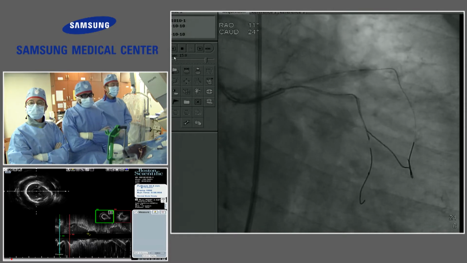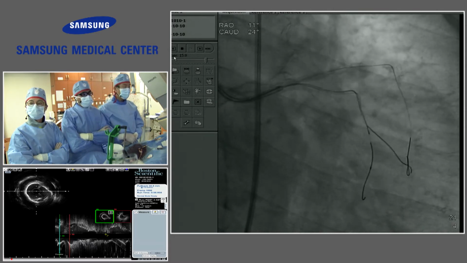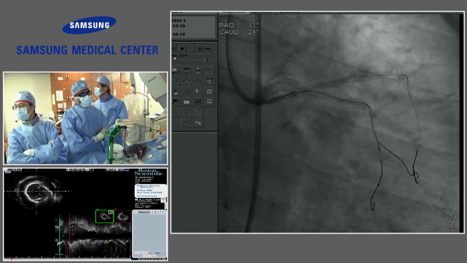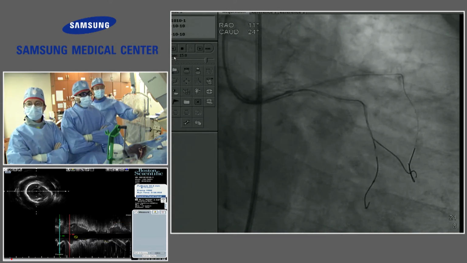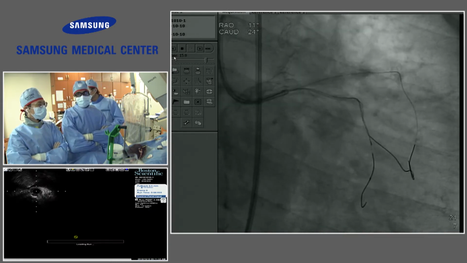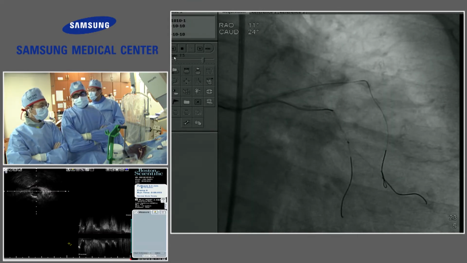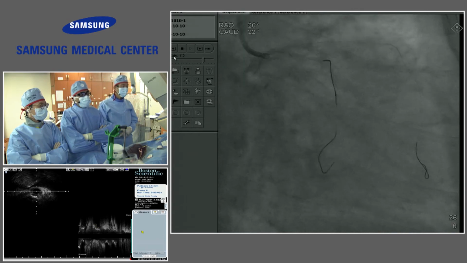So just to summarize what we did before that point: we knew that the wire in the continuation circumflex was in the true lumen because we had flow from the beginning. So we IVUSed on that wire and then identified where the false lumen was, and it appeared to be proximal to that segment.